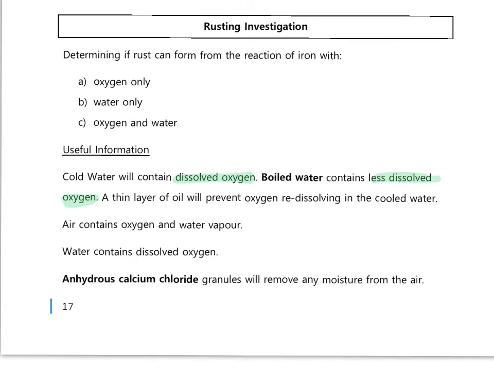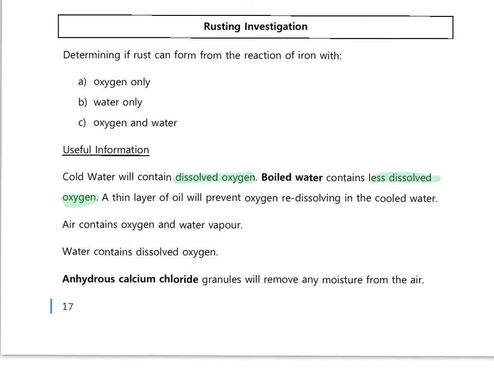So we're going to see a condition for rusting here that contains boiled water, and that's essentially to remove the oxygen. Now it's very hard to remove all of the oxygen, but that's the aim of that one, to boil the water and remove all the oxygen. And then there's going to be a thin layer of oil on top, and that will prevent oxygen from redissolving when the water cools down. So with the boiled water one, we're removing the oxygen and then putting a layer of oil on top to stop any oxygen then dissolving back in.